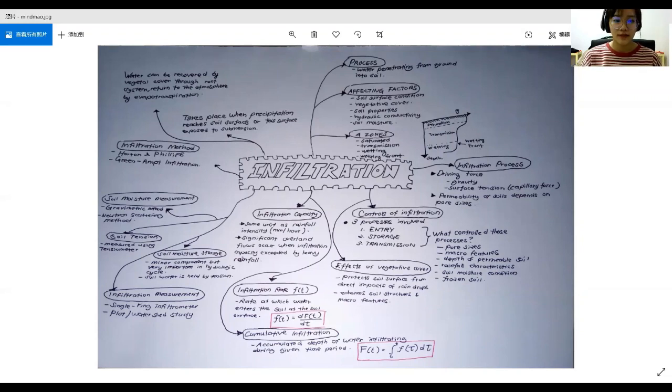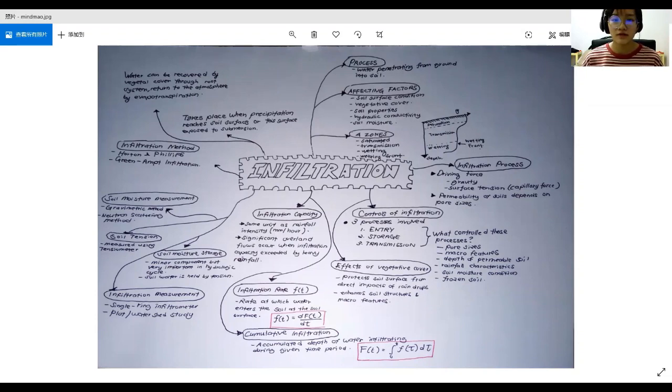The infiltration capacity is expressed in the same unit as rainfall intensity, which is millimeters or centimeters or inches per hour. Significant overland flow will happen when the infiltration capacity is exceeded by heavy rainfall. In the mind map, we can see that there are two types of measurement for the infiltration. The first is the single ring infiltrometer, and the second is the plot or watershed study.